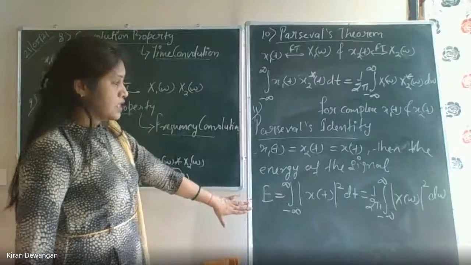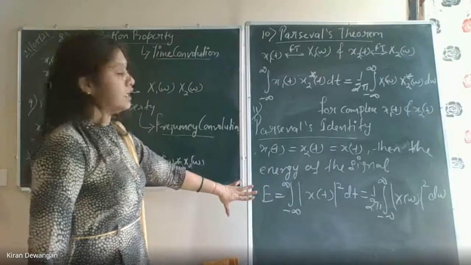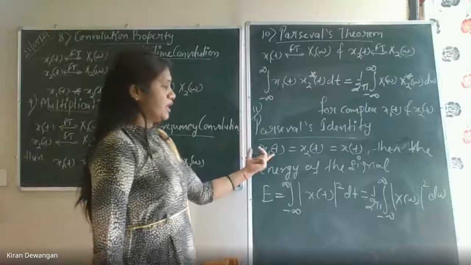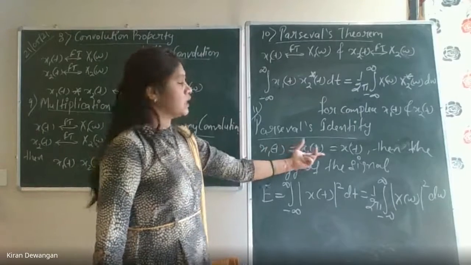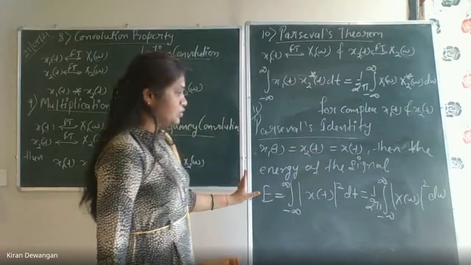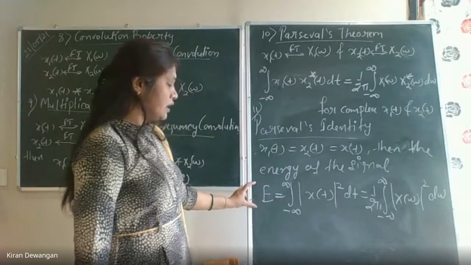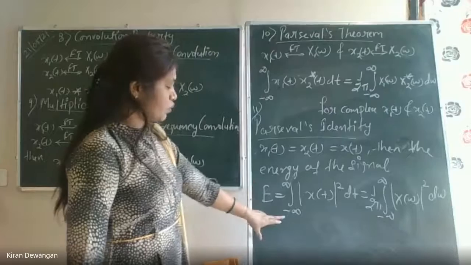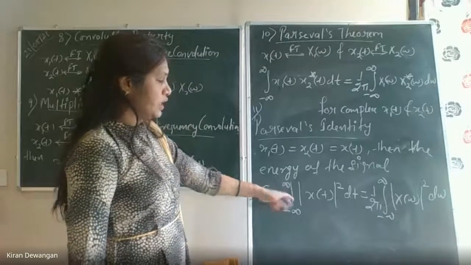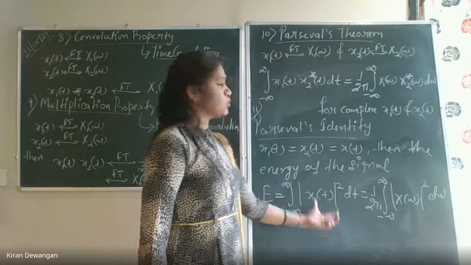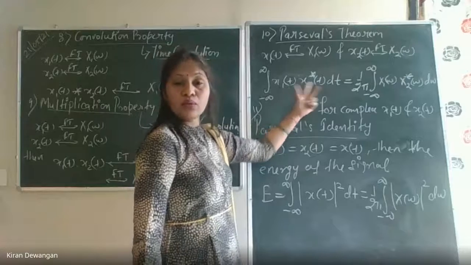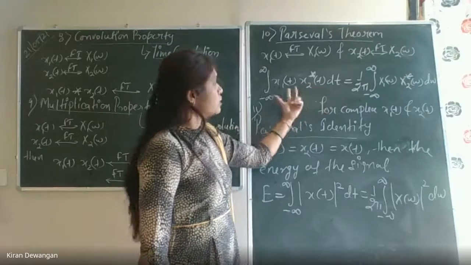So if this is Parseval's identity, in which we take x1(t) and x2(t) as the same function, that is x(t), then the energy of the signal... Parseval's identity always works on energy. So in that case we take the energy of the signal, and that will equal the integral from minus infinity to infinity of mod of x(t) squared, because these two are the same and we are taking the mod of it.